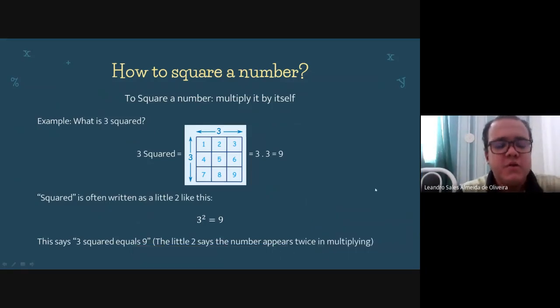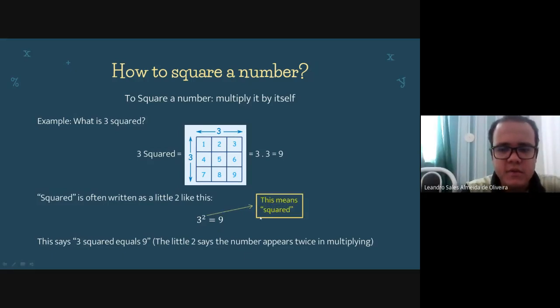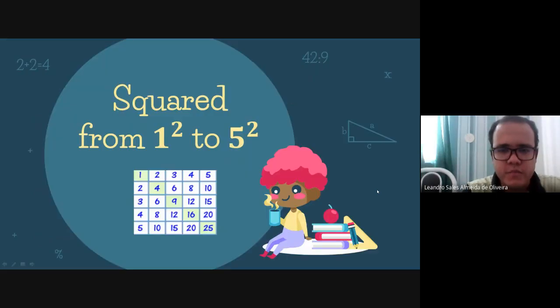Okay. So squared is often written as a little 2 like this. Little 2 here. So 3 squared equals 9. We read it in this way. The little 2 says the number appears twice in the multiplication. This means squared, this 2.